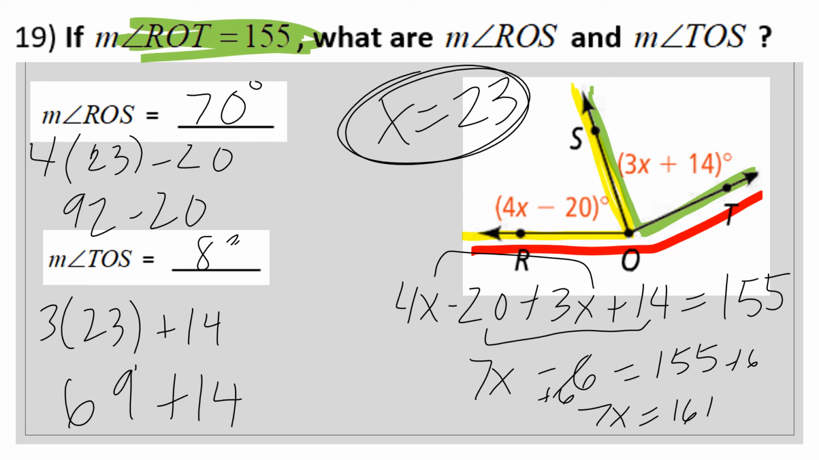Oh, and I made a mistake up here too. This should be 72. It's almost Friday, guys, and, well, actually, I'm making this when it's almost Friday, so my brain is a little bit of mush. Okay, and then to check, you can add your 72 plus 83 and make sure that it equals 155. It does, so we are good with those two angle measures there.